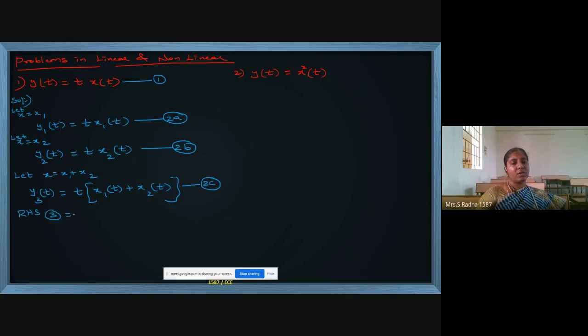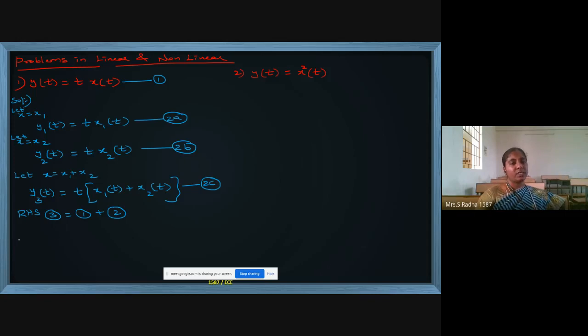Equation 3 equal to equation 1 plus 2. If it satisfies, it is a linear system. If it doesn't satisfy, it is a non-linear system. LHS, all these are different cases, so we are trying to give different names. That's all. LHS doesn't play any role. Only the input variable we are concentrating on.